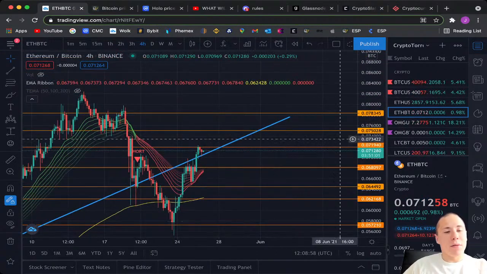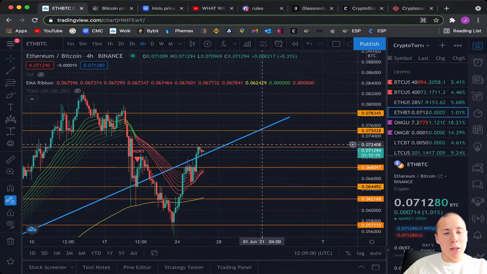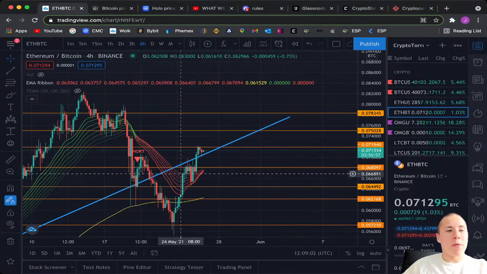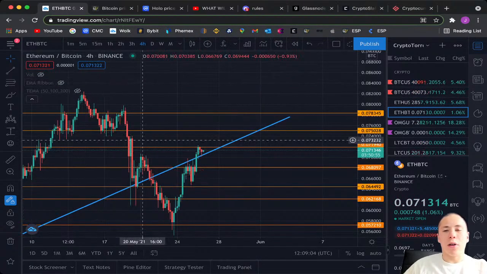But that is right now how it's looking over here compared to Bitcoin, with the EMA ribbon as well, and also on the RSI.